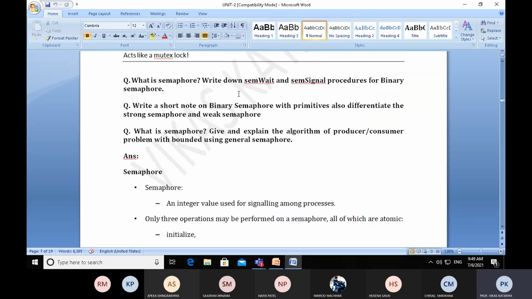So we have to define some functions. What is the purpose of the sem wait function and what is the purpose of the sem signal function? These are two functions, or procedures we can say. In operating system terminology, we call them procedures. So the operating system has the sem wait and sem signal procedures for handling the semaphore variables, or handling the processes.